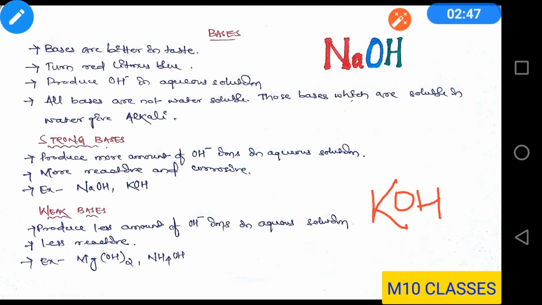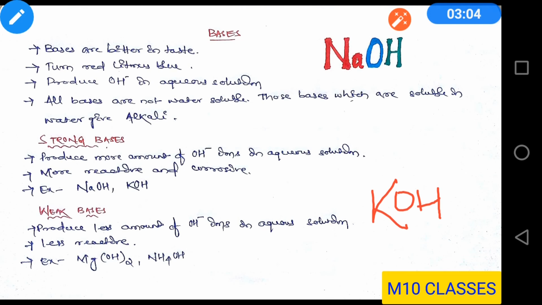Now coming to bases, bases are bitter in taste. They turn red litmus blue. You have read it. And they produce OH minus ion in their aqueous solution. Now acids are producing H plus ion in their aqueous solution, and bases are producing OH minus ions in their aqueous solution.